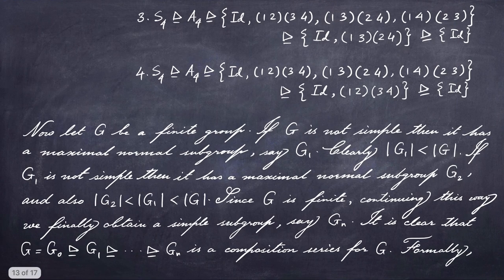Well, I think here there is a small error: we further need to add this trivial subgroup. Anyway, if Gn is non-trivial, then we further need to add a trivial subgroup. Otherwise, if Gn happens to be trivial, then we can stop with Gn as well. Okay.